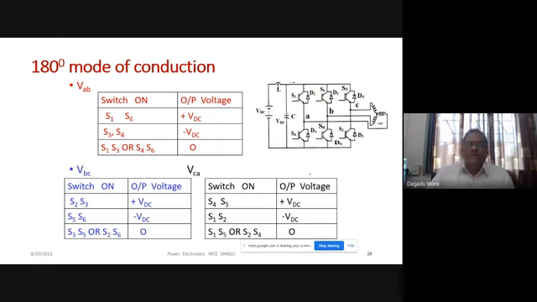Now we want to find the output voltage for the 180 degrees mode of conduction. How do we find the output voltage for 180 degrees mode of conduction? Here, let us assume that we are considering only A and B. So here we are considering the devices for the phase voltage VAB, or line voltage VAB.